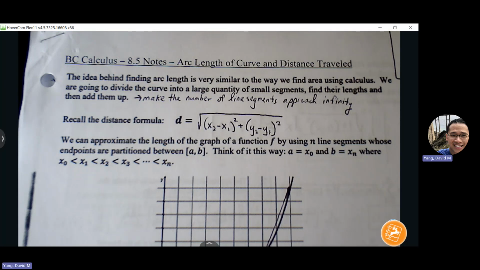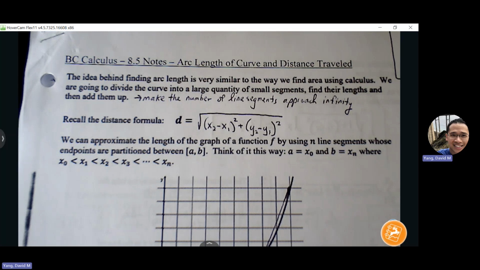So even though we have a curve, right? Let's say you want to find the length of a curve. If we were to zoom in far enough on a curve, eventually that curve looks like a what? Line, right? So it looks like a very, very short line segment, right? If you zoom in far enough.